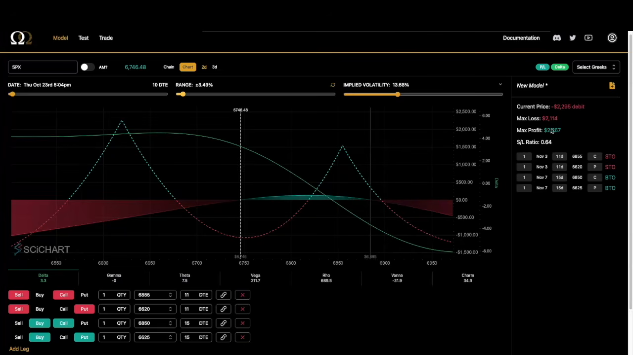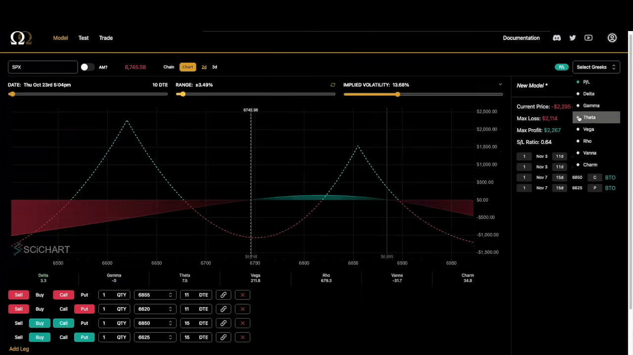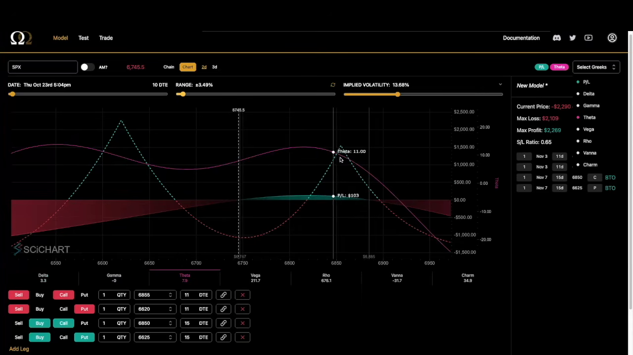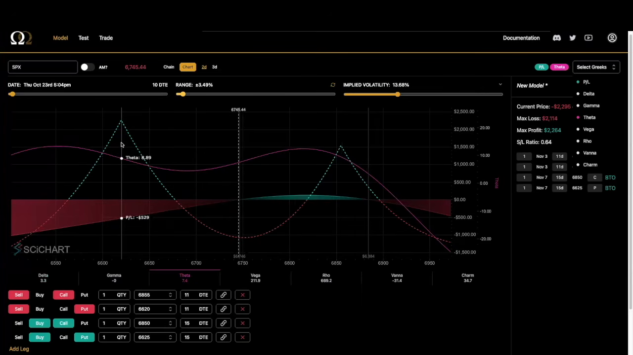Now, I'm just going to keep these. You can look at many of these together. I'm just going to look at them separate and just pick a couple. Here's theta, right? So you can see here's the theta. And as we go towards the short strikes, your theta would go up, different things.